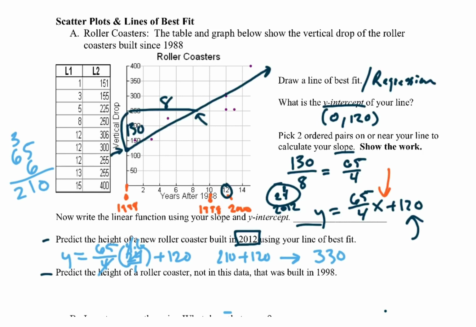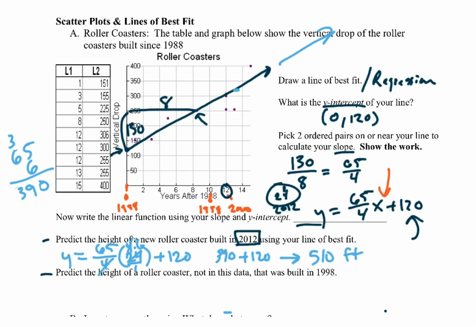No, that doesn't sound right. 6 times 6 is not 18. That's where I made my mistake. I'm thinking that doesn't look right, because 330 would be like down here, and ours is going up way higher. That would be 360. So 390, there we go. So then 390 plus 120 would be 510. So according to our line of best fit, we would predict that it would be 510 feet in 2012.